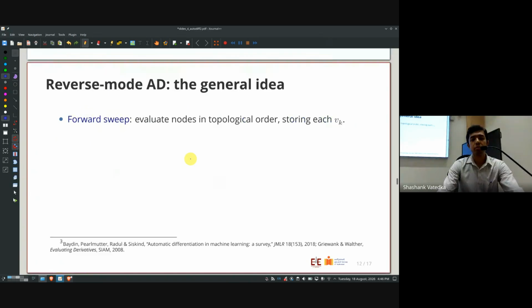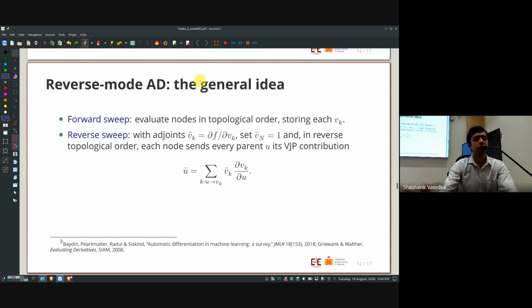So this is what is called reverse mode automatic differentiation. And the general idea is that you run through this computation graph in two sweeps or two passes. There's a forward sweep or forward pass where you evaluate the values of each of these intermediate variables in the order going from the inputs to the outputs. And then there's a reverse sweep or a reverse pass where you compute the so-called adjoints. So you run from the output to the input in the reverse order, and you evaluate each of these partial derivatives.